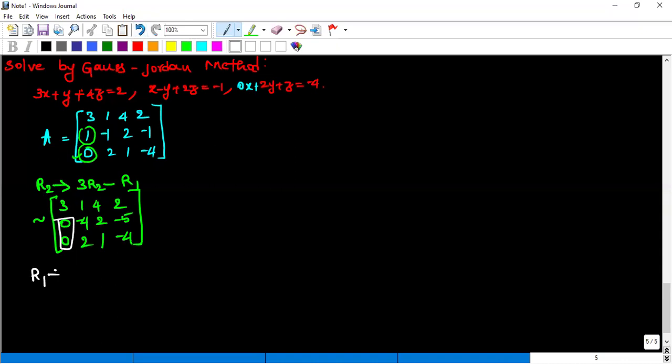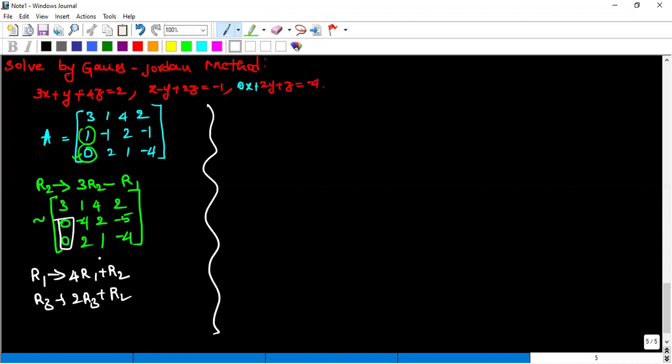Simply, R1 we are going to change. R1 is nothing but 4R1 plus R2. Then what will happen? 4 into 1 is 4, minus 4 will become 0. Then how will you change this one? R3 we will change as 2R3 plus R2. Hope this is clear.